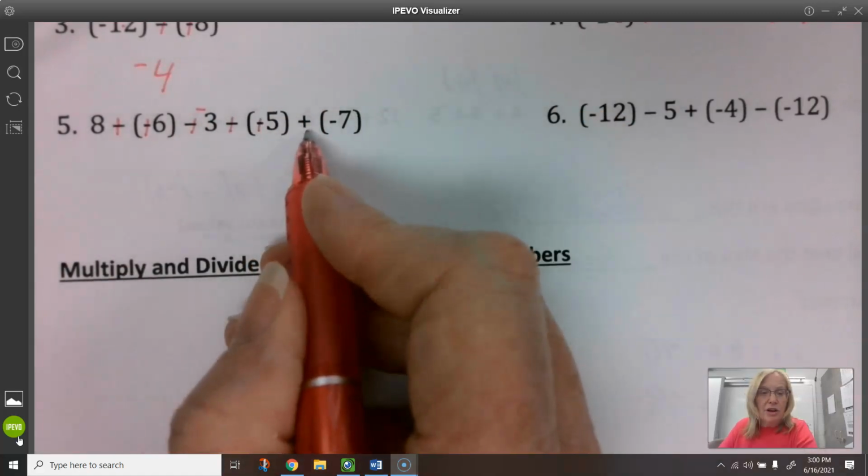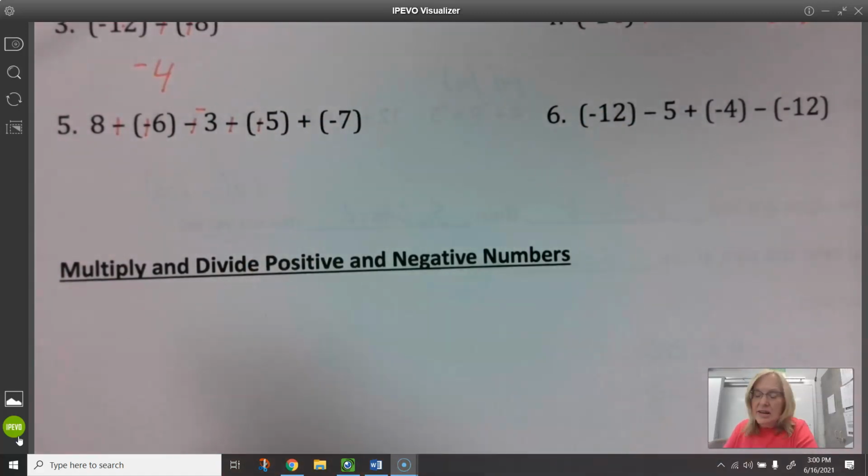That line's already crossed. It's an addition sign. I don't do anything. Now, I can go from left to right. We'll talk more about that when we get into order of operations here in just a bit.